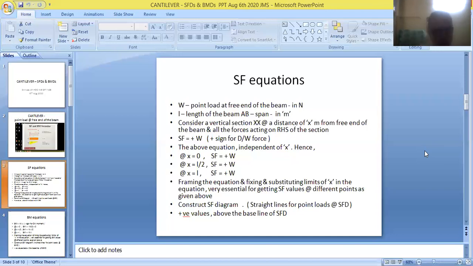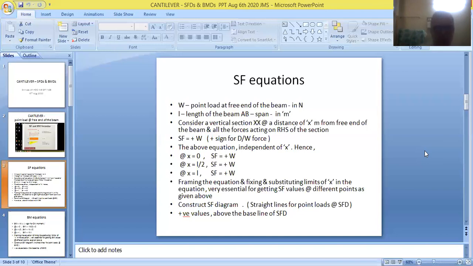At x equal to L by 2, that is the middle, SF will also be equivalent to plus W. And at x equal to L, the SF value will also be equivalent to plus W. So this value is not changing; it is independent of the x variable. Therefore, it will be equal to plus W at the free end of the beam, plus W at the middle of the beam, at the center of the beam, and also plus W at the fixed end of the beam.